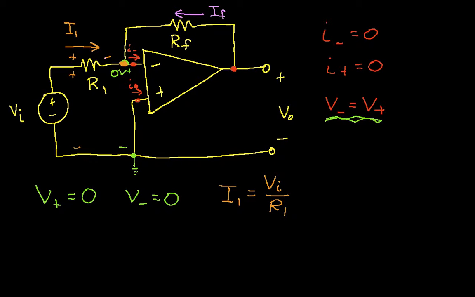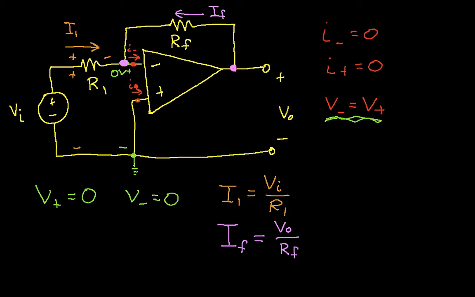This is the current through RF. So again, the voltage at this point is 0, because V minus is equal to V plus, which is 0. The voltage at this point is V out. So IF is equal to V out over RF. Now we're almost done. We almost have everything we need to get the relationship between the input voltage and the output voltage.